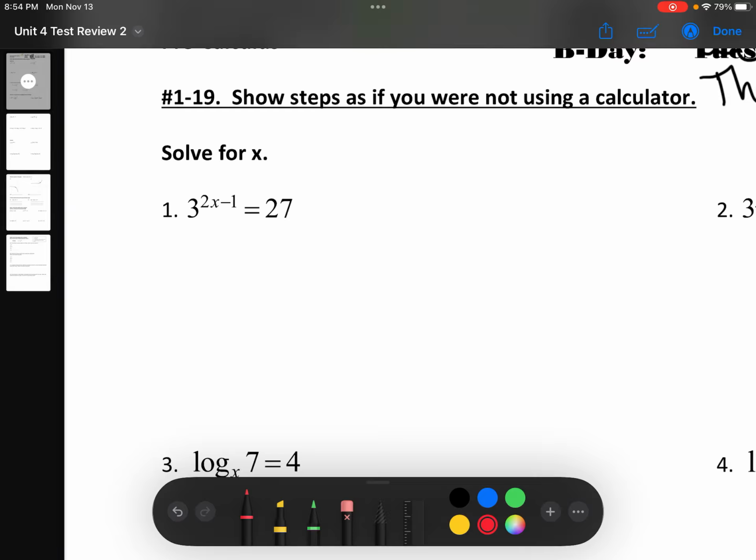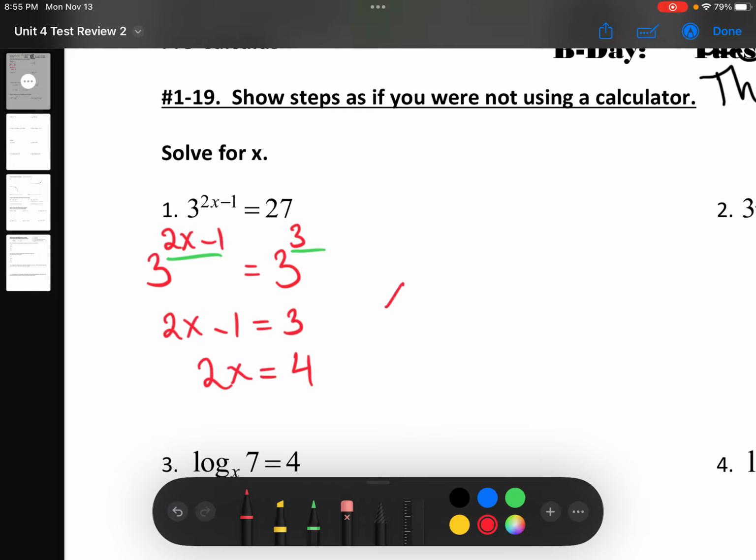we need to make the bases here the same. So 27 can be written as 3 to a power. So we will leave that left side alone. 3 to the power of 2x minus 1. And that's equal to 27 is 3 to the power of 3. And now that the bases are equal, we know that the exponents have to be equal. So 2x minus 1 must equal 3. 2x would equal 4. And x equals 2 is our final answer.